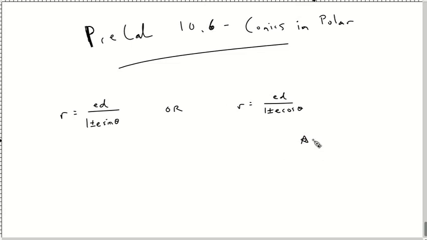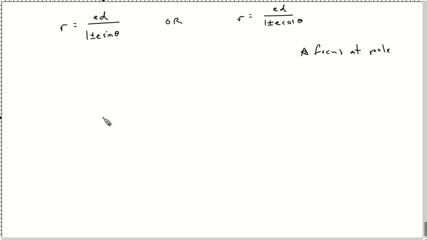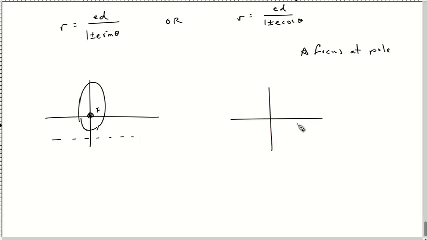But some things that you need to know is that the focus is always at the pole. And so what does that mean? What does that look like? Well, let me give you some demonstrations. My focus is right here at the pole, and let's do a Y major ellipse. It's going to have a directrix also. I know that it's weird, but ellipses actually do have a directrix.